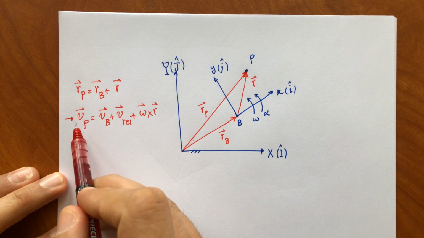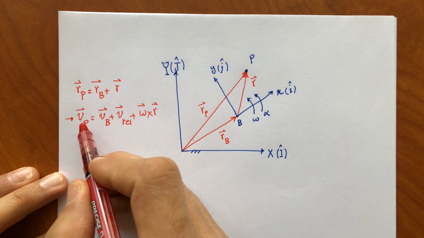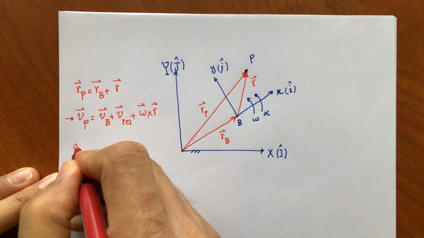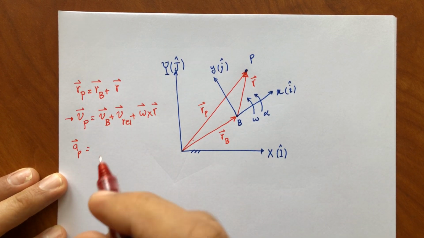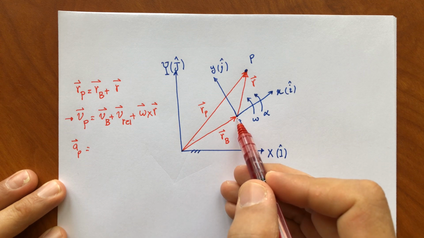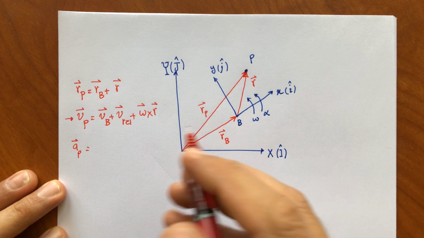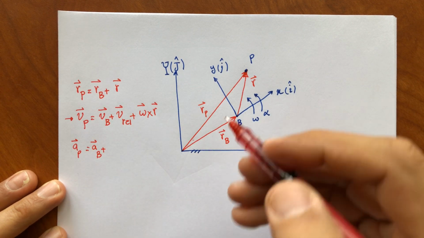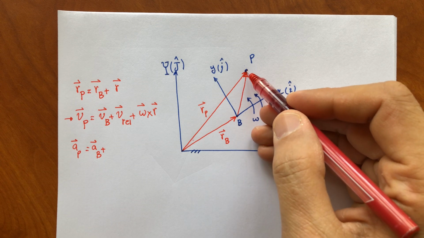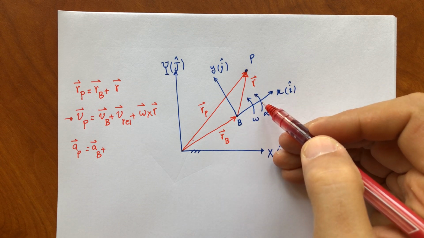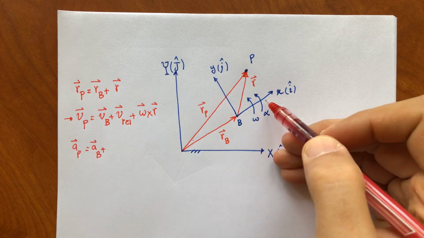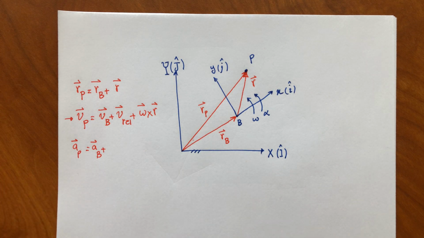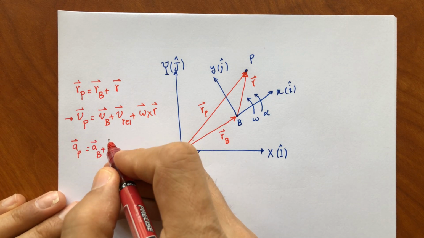Let's take the derivative of this equation together. The derivative of the velocity of P means the acceleration of P. That's simple. It is going to be equal to the derivative of the velocity of B, which means the acceleration of B. So this was simple too. Plus V_REL. Keep in mind V_REL is the velocity of this point in the moving coordinate, so this is a vector in this moving rotating coordinate. Taking the derivative of it is going to be a little bit more complicated than usual.